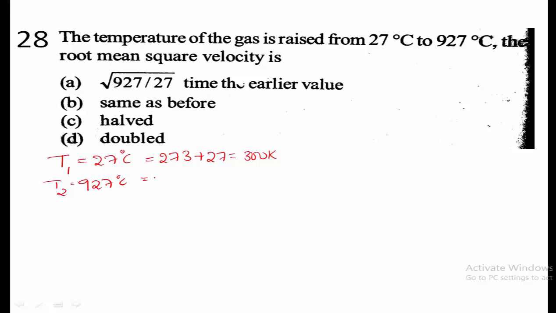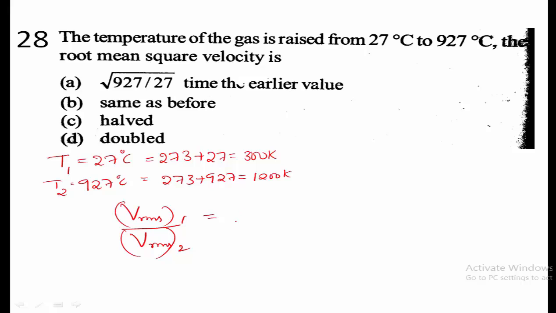927 degrees Celsius, that is equal to 273 plus 927, which is 1200 Kelvin. So how do you calculate the RMS velocity? The ratio of RMS velocity when the temperature is T1 to that when the temperature is T2 is equal to the square root of T1 divided by T2, because you know the formula: VRMS is equal to the square root of 3RT divided by m. 3R are all constants because the same gas is taken.